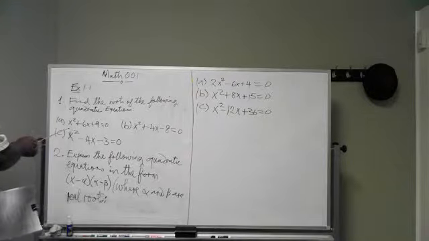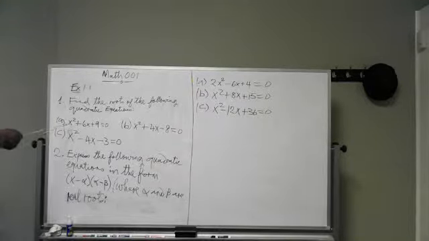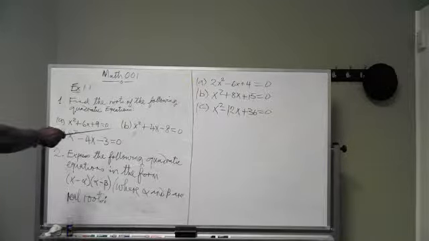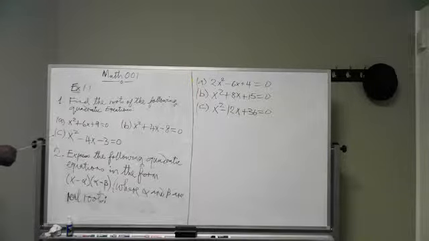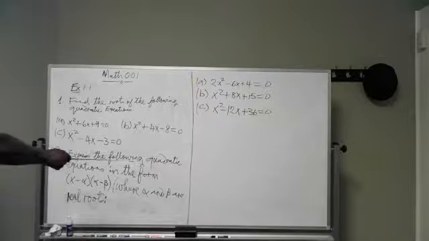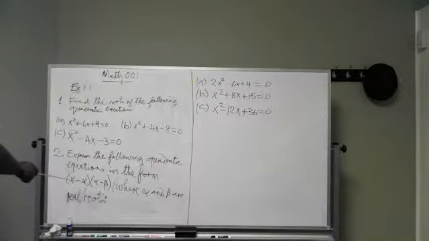A. x squared plus 6x plus 9 equals 0. B. x squared plus 4x minus 8 equals 0. C. x squared minus 4x minus 3 equals 0. 2. Express the following quadratic equations in the form x minus alpha into x minus beta, where alpha and beta are real roots.